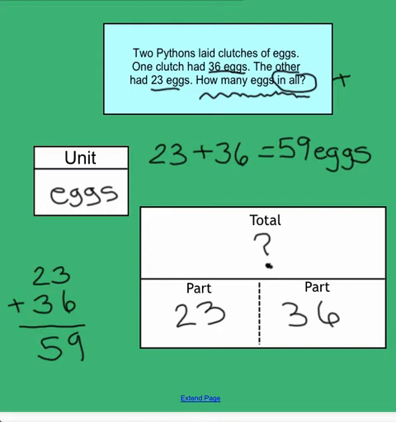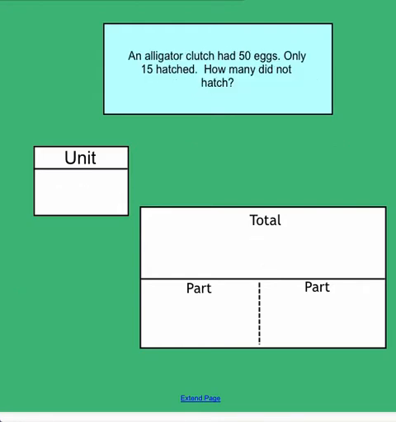We're going to go ahead and move on to our next story problem. An alligator clutch had 50 eggs. Only 15 eggs hatched. How many did not hatch? Okay, let's think about what we already know. We know an alligator clutch had 50 eggs. We also know only 15 hatched. We want to find out how many did not hatch.